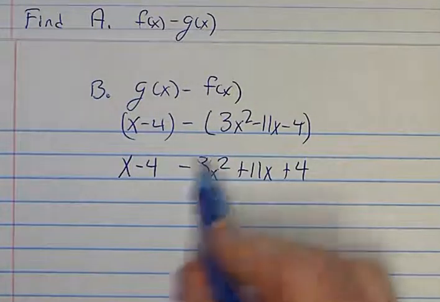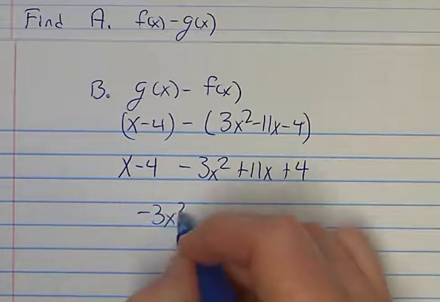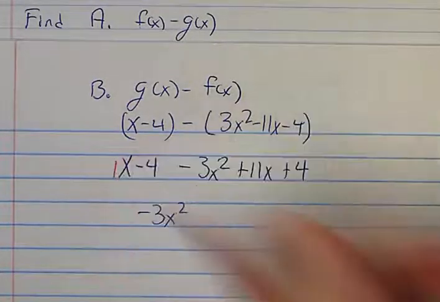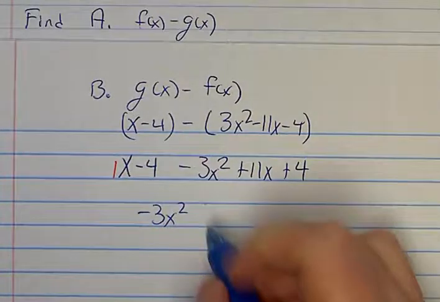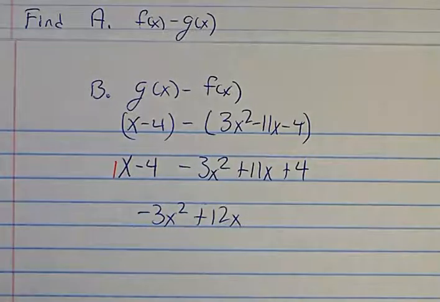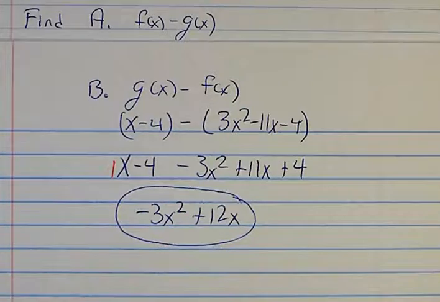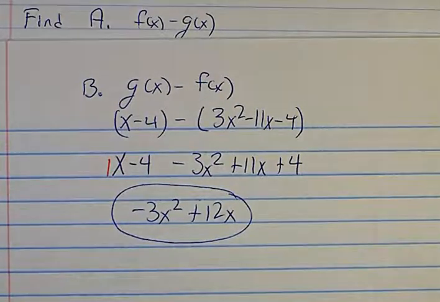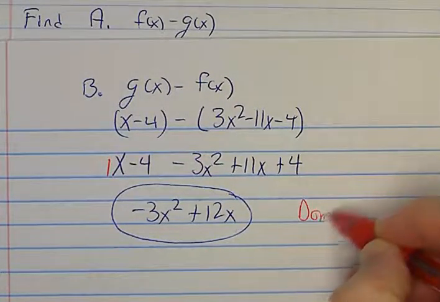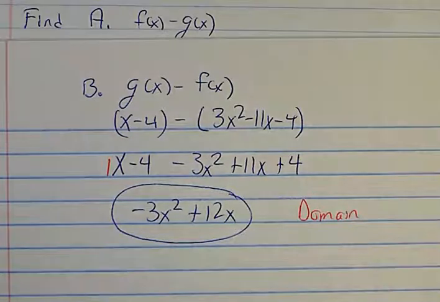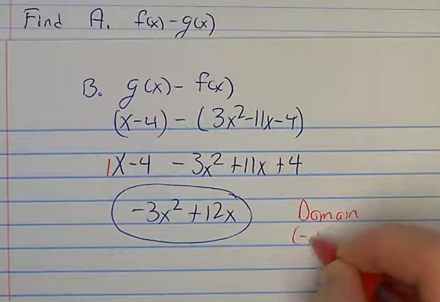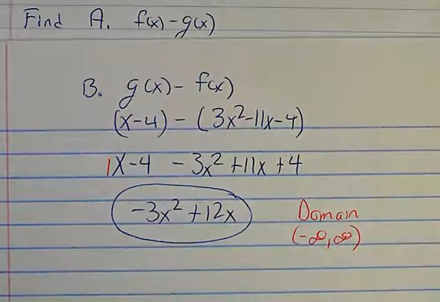So we've got the negative 3x squared by itself. We've got a 1x here, so we've got 1 plus 11 for 12x. Negative 4 and positive 4 would cancel each other out, so for this one, we'd have a negative 3x squared plus 12x as your final answer. And if they asked for domain on this one, there were no fractions in any of the problems that we had, so this one would be all real numbers, or in interval notation, it would be from negative infinity to infinity.